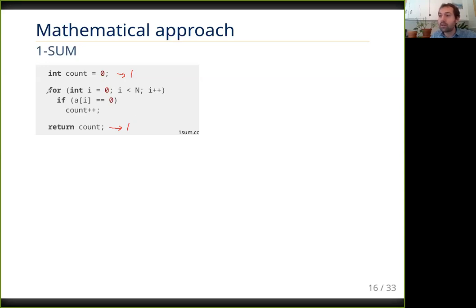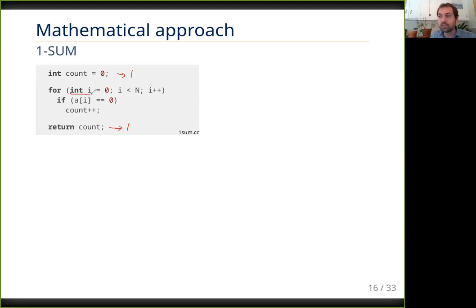Now, what about this for loop? We see that we have 3 sort of sub-statements. We have the initialization, we have the condition, which will be evaluated at each iteration. We have the increment, and then we have the body of the loop. So let's look at all of those members separately.